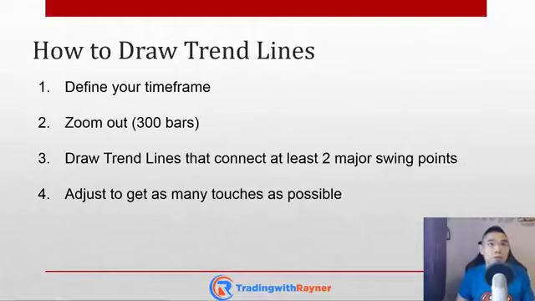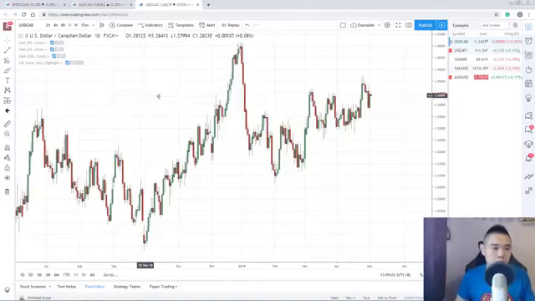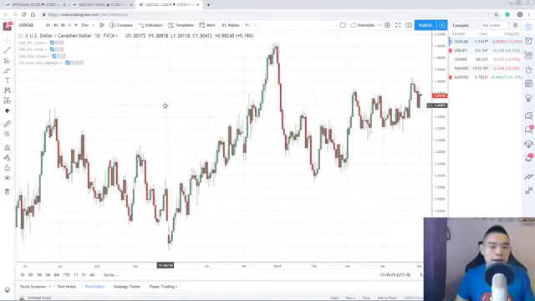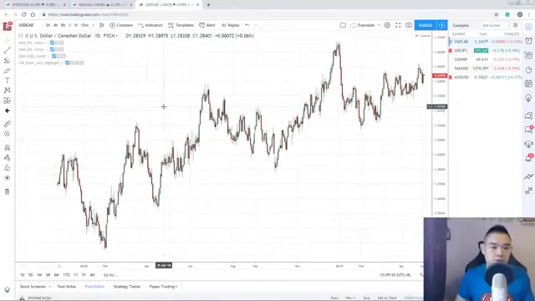So first thing first, okay? Let's assume that I'm going to define my time frame as the daily time frame. So this is the daily. Okay. So remember, I said to zoom out your chart. So let me just reset the chart. And I typically zoom out, let's say 5 times, right? 1, 2, 3, 4, 5.